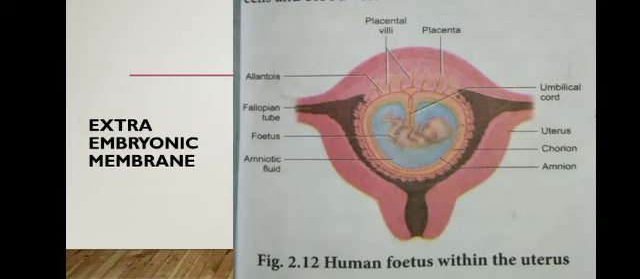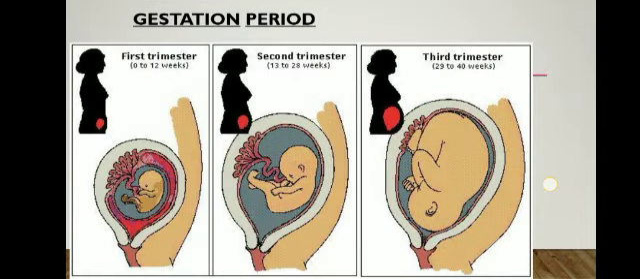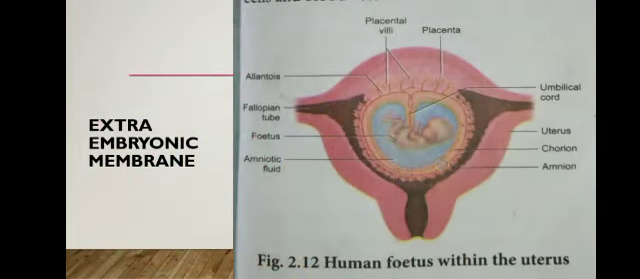The first one we call the amnion. Are you able to see this? This is the amnion. Okay, amnion. And the second one is the yolk sac. The yolk sac is not labelled here, but it is actually the inner layer.